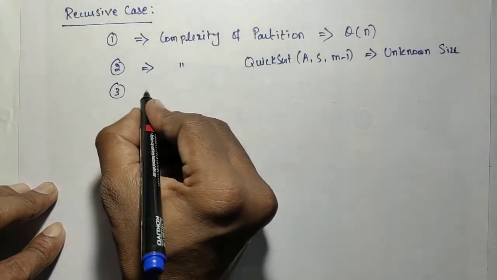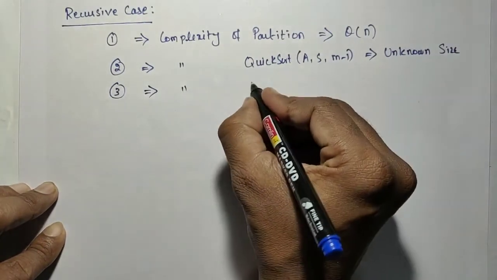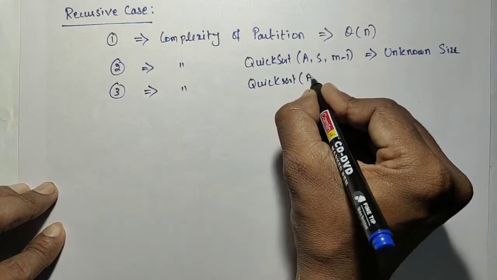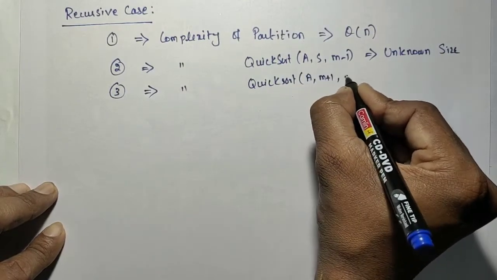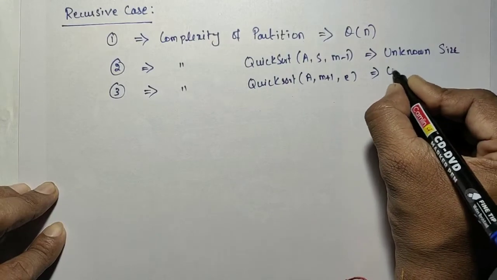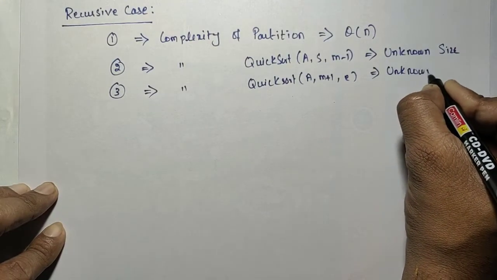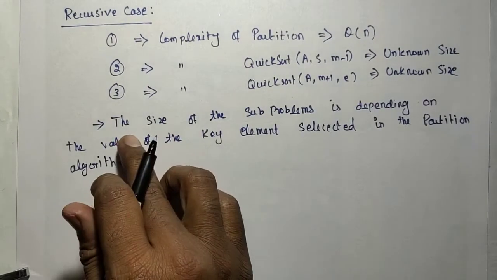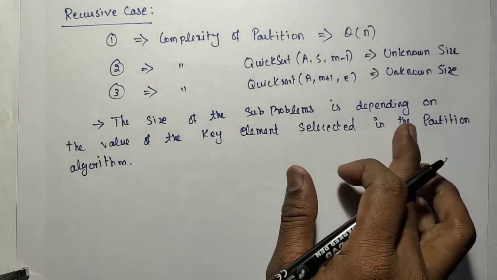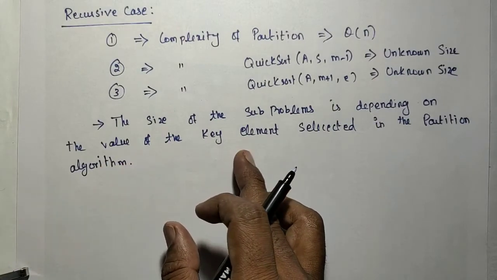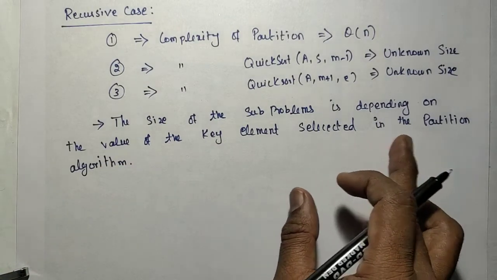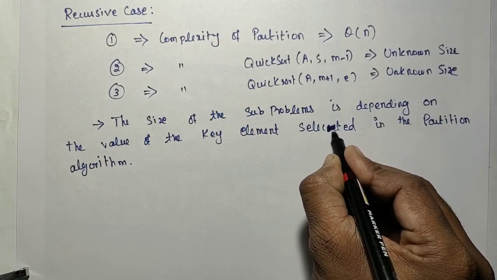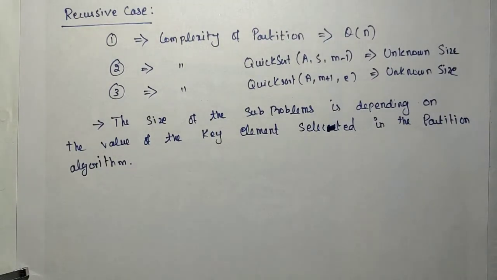And the third one is the complexity of another call, quicksort of A, m plus 1, E. So this is also of unknown size. The size of the subproblems depends on the value of the key element which is selected in the partition algorithm.